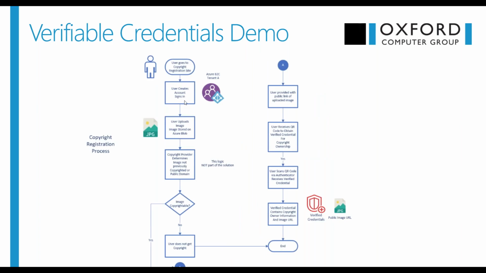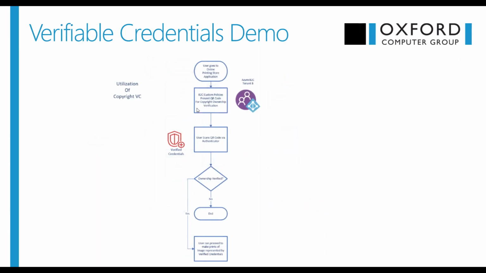So what I'm going to show you is a user signs in to the copyright site. He's going to upload an image. Of course, this is not part of the solution, but he's going to determine if it's copyrightable or public domain. It's going to say, hey, yeah, your image is copyrightable. So you get your verifiable credential here. You get a public link of the uploaded image, which is part of the verifiable credential. And now you have your verifiable credential, and you can provide it to another organization for printmaking.